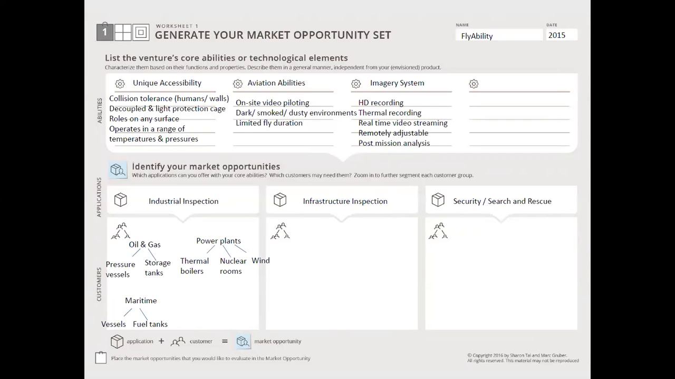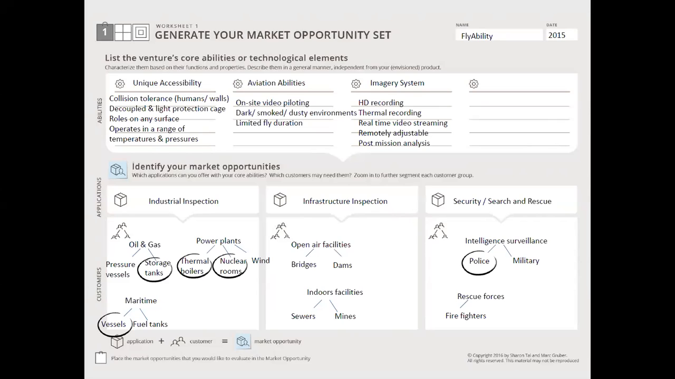The same process of discovering and thinking of different customers was done for the different applications. And at the end, we did some very rough initial screening to come up with a few market opportunities that seem to be most promising and require further consideration and further assessment.